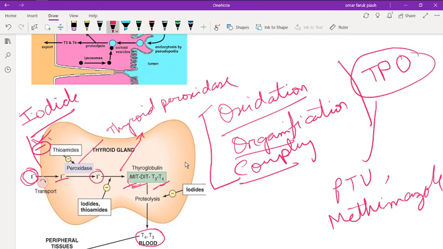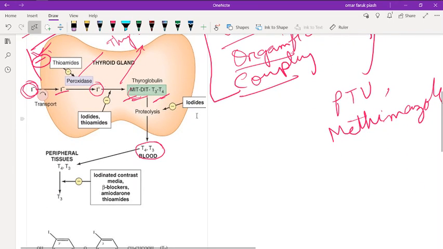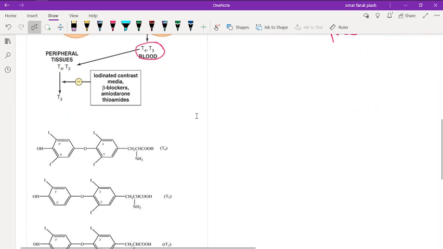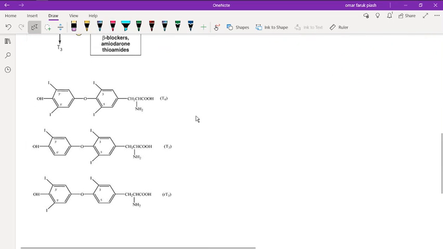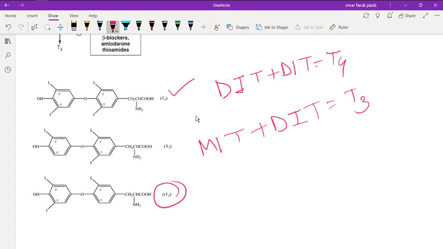Now, after this thyroid hormone synthesis, you have to know that in iodine there is T4, T3 and reverse T3. Diiodothyronine and diiodothyronine form T4, and monoiodothyronine and diiodothyronine form T3. What is this reverse T3?